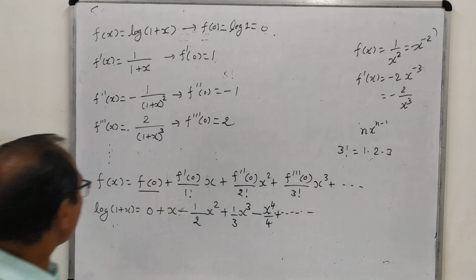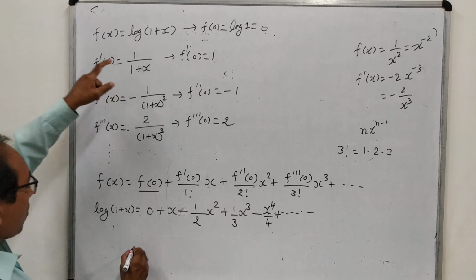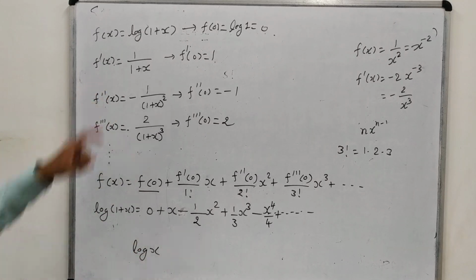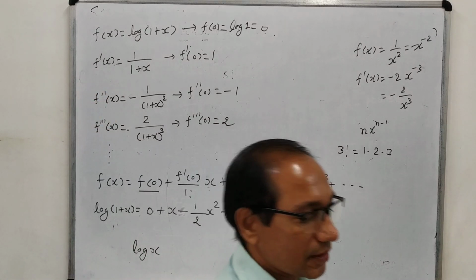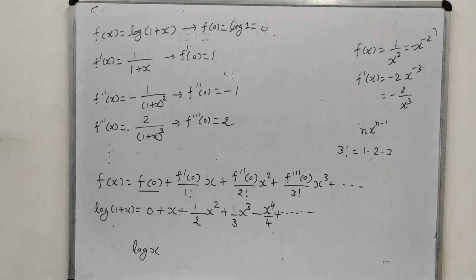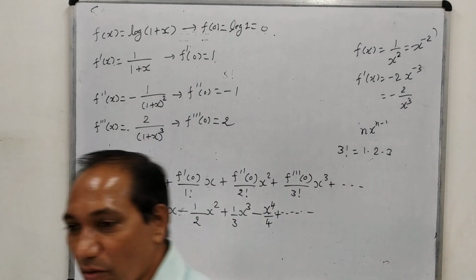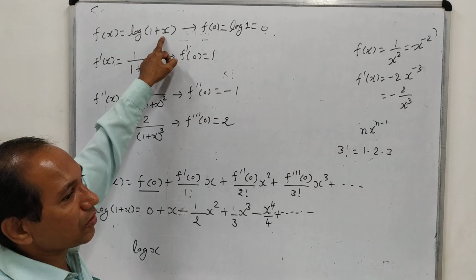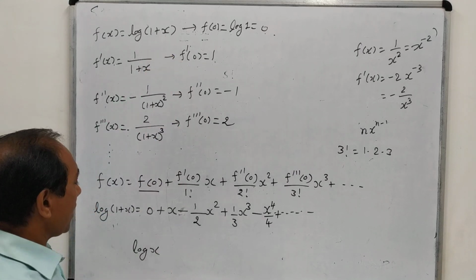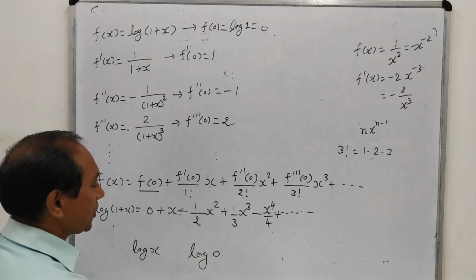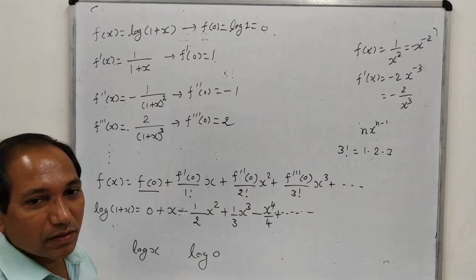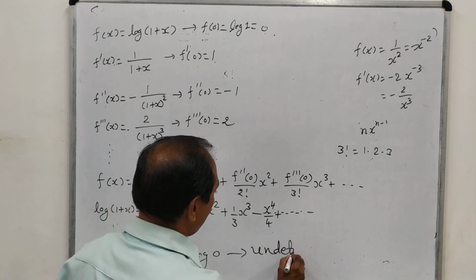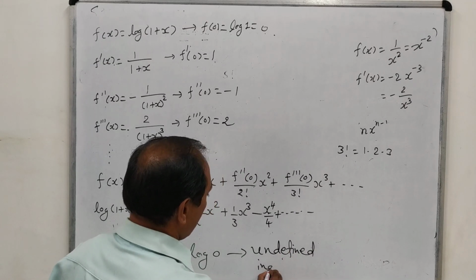Okay? Here you must notice that instead of log of x, I have written log of 1 plus x, just like I have written cos x, sin x. Why? Because here we are finding the Maclaurin series, which means at the point x equal to 0. If we use log of x, then we get log of 0, and you know that log of 0 is undefined, or indeterminate.